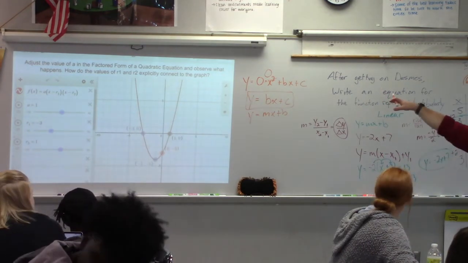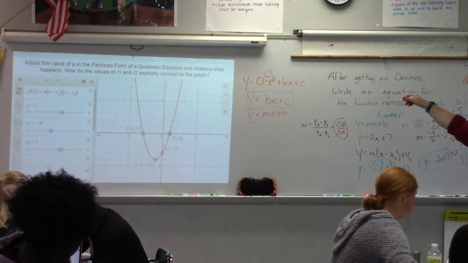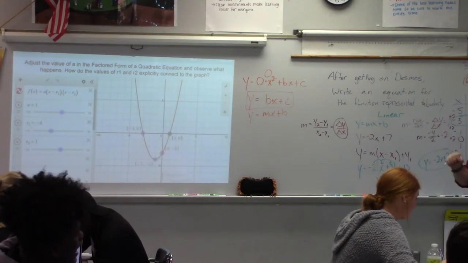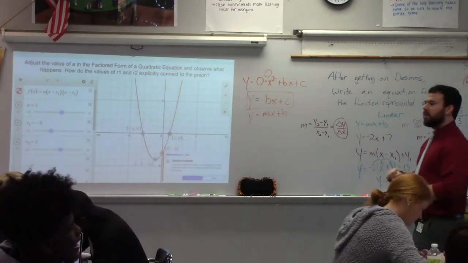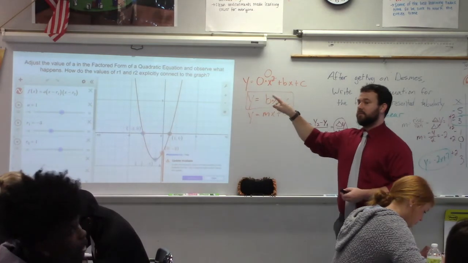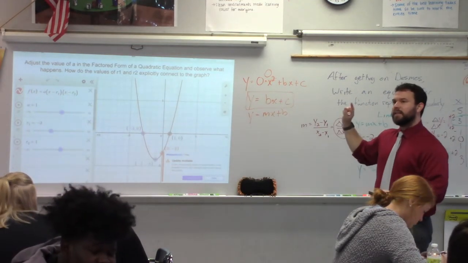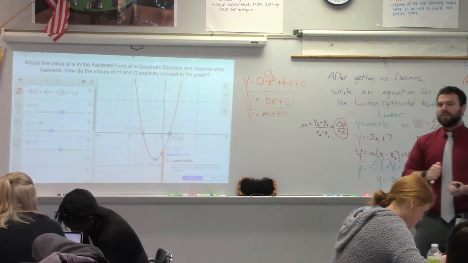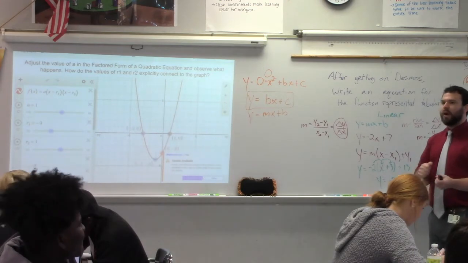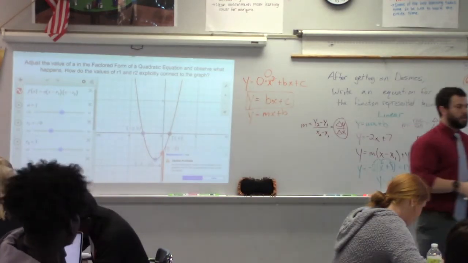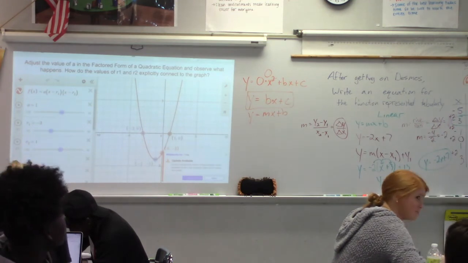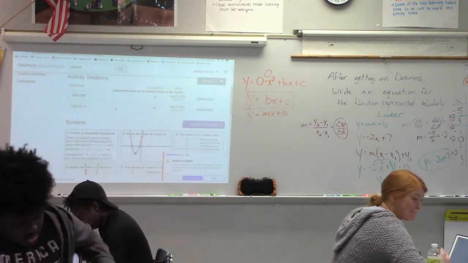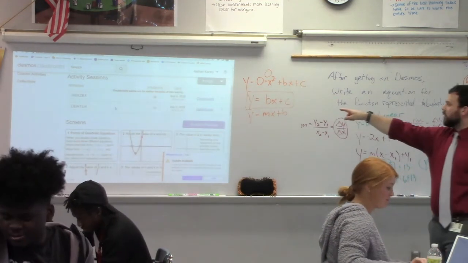I meant to take out the value of A right here. We're supposed to be focusing on the second question where it says, how do the values of R1 and R2 explicitly connect to the graph? So look at R1 and R2, look for a pattern, right? That's my bad, Emma. I forgot to take out that part about A. We already did that part. We're focusing on R1 and R2 right now. So manipulate R1 and R2 on the sliders. Try to find a pattern. Where do we see R1 and R2 on the graph? All right, go ahead and get to work on that. Put your observations down on your sheet of paper. Make sure you talk about it with your group. And there's the code, the top one.